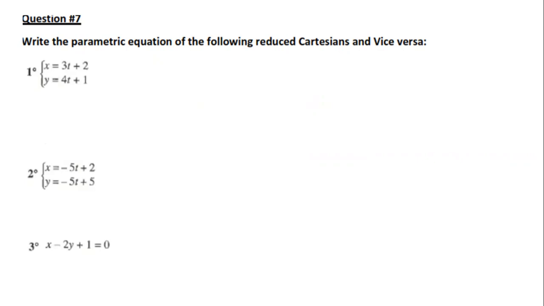The first step is to find the system again, but in terms of t: t equals something in both of them. So the first one, t is equal to (x minus 2) over 3, and the second one, t is equal to (y minus 1) over 4. And you know that t is equal to t, so I'm going to take their values and set them equal to each other. Now we do a cross multiplication, and this is the Cartesian form of this parametric equation.